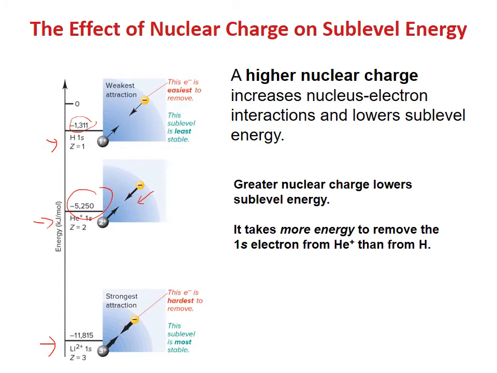So greater nuclear charge lowers the sublevel energy. It takes more energy to remove a 1s electron from helium ion than from hydrogen. Similarly, in lithium 2+, the nuclear charge increases, and therefore it takes even higher energy. So here it is 11,815 kilojoules per mole to remove the electron from the 1s orbital.